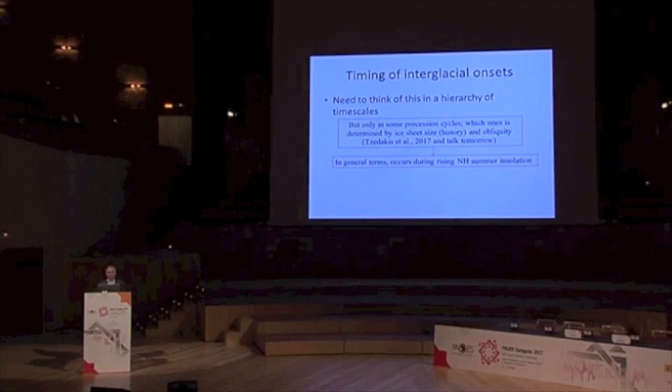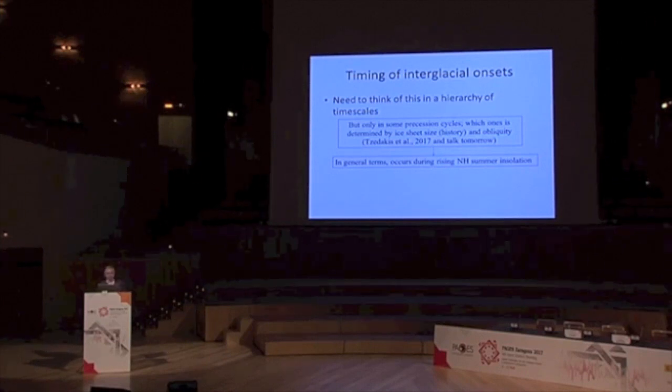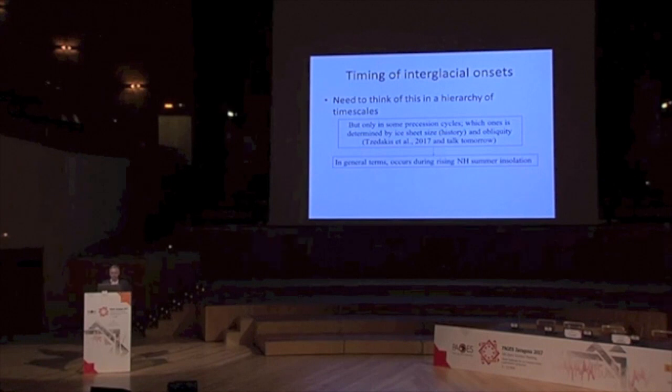Knowing which precessional cycles is determined by a combination of the insolation, which involves obliquity as well, and the size of the ice sheet, which is somehow history. And I refer you to Chronis Tzedakis' talk tomorrow to hear at least a description of how that works.